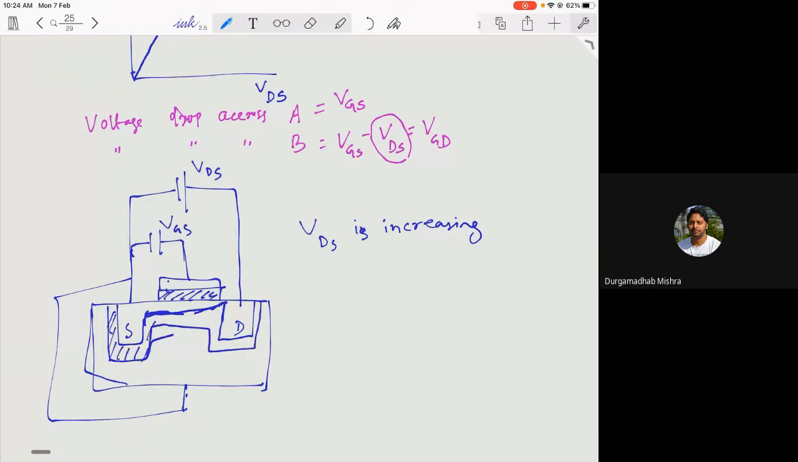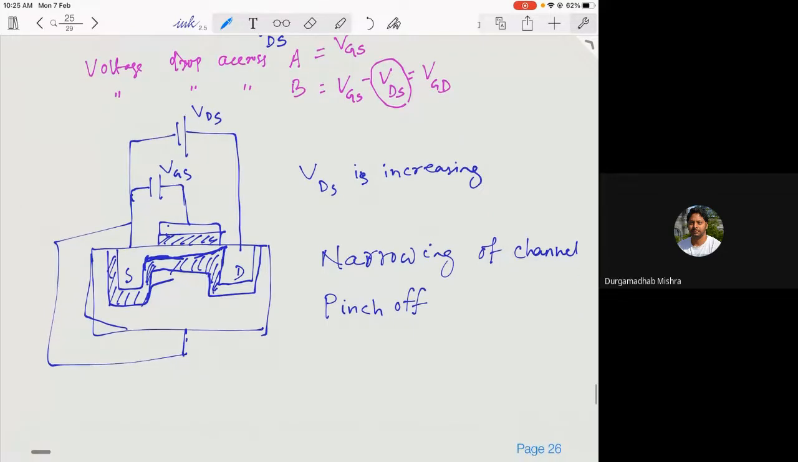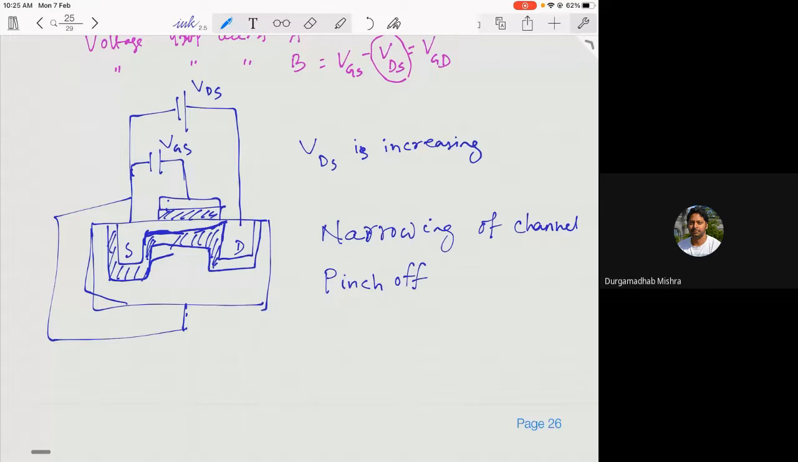So the width of the depletion layer will increase, and it will actually close or narrow the channel. So what happens in narrowing of the channel? In this situation, the VDS at which the channel will be just closed is known as pinch off. So you have a situation which is called pinch off. What would happen in that case? Your current will then saturate.